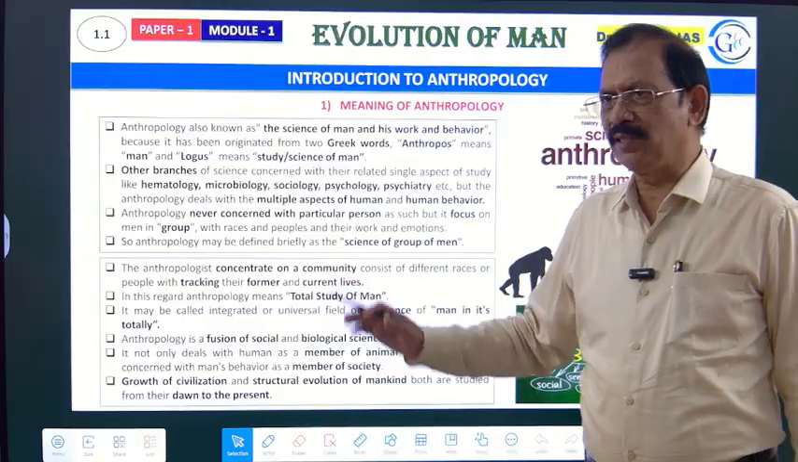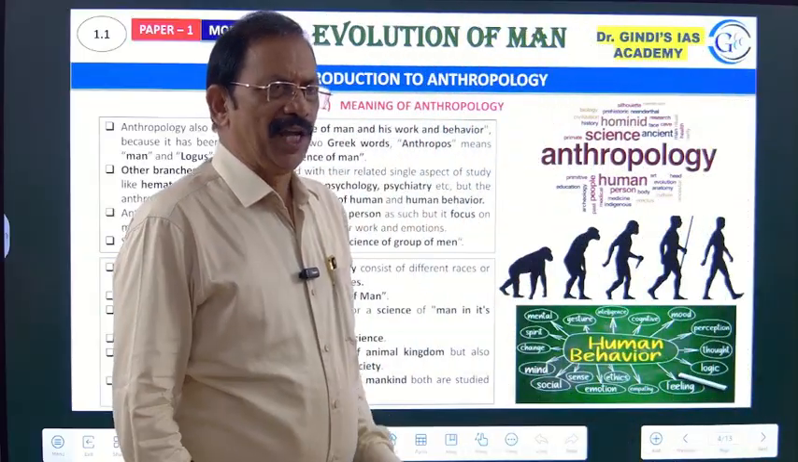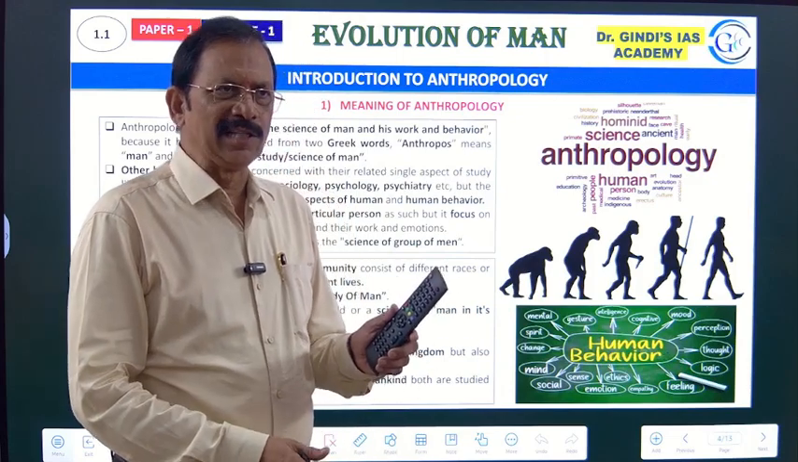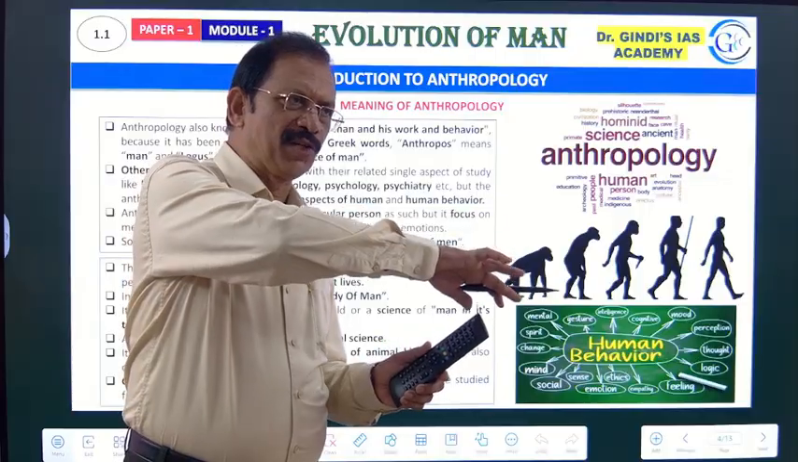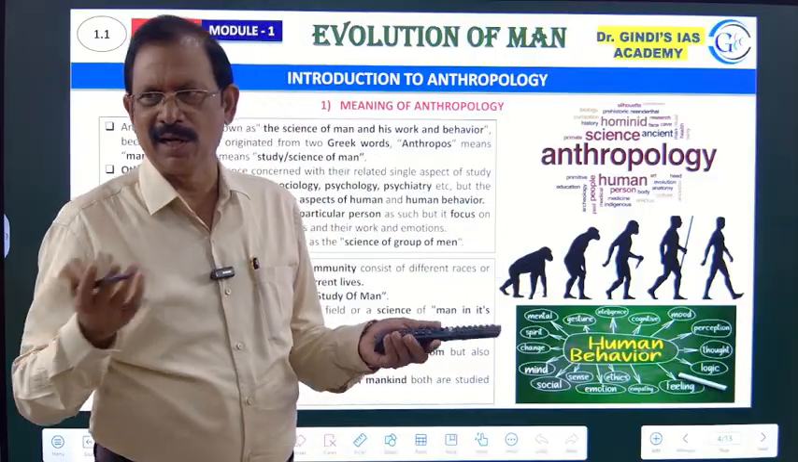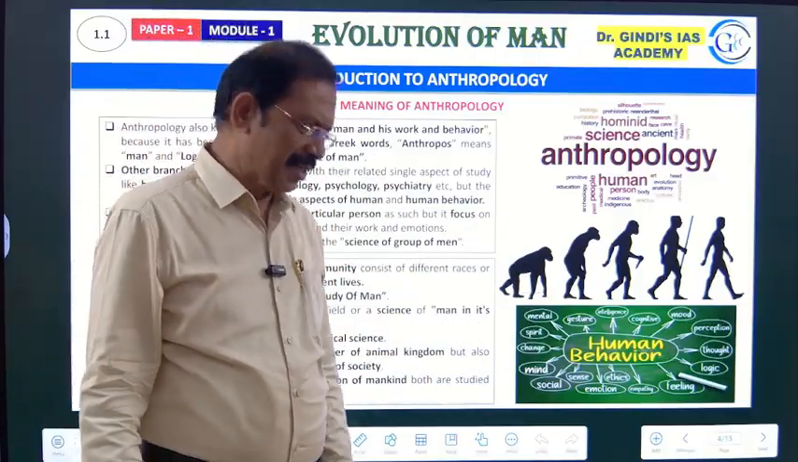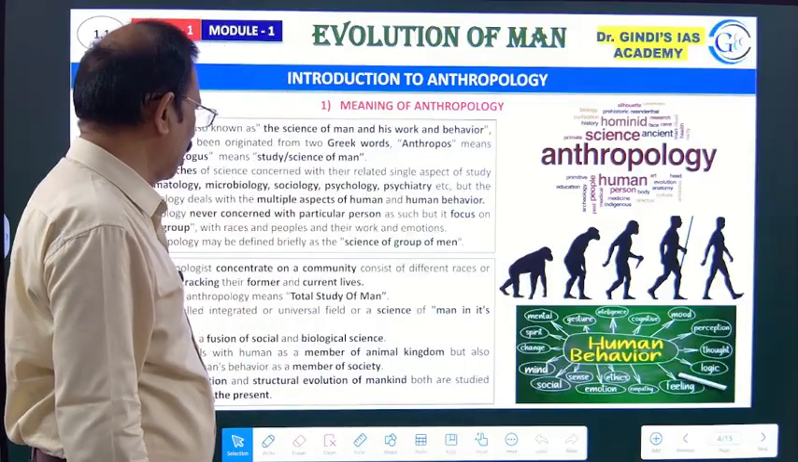Both these things go hand in hand. Cultural evolution reflects on biological evolution. Biological evolution led to cultural evolution. We are going to discuss in detail as part of our study.